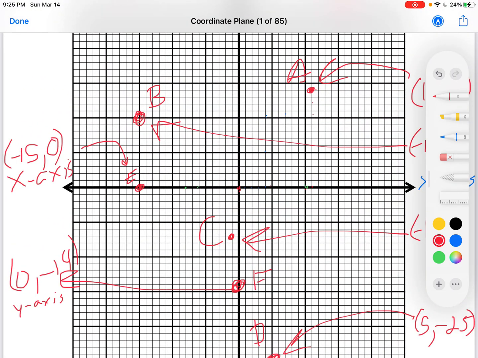That's the basics of the coordinate plane. Ask any questions. That's it.